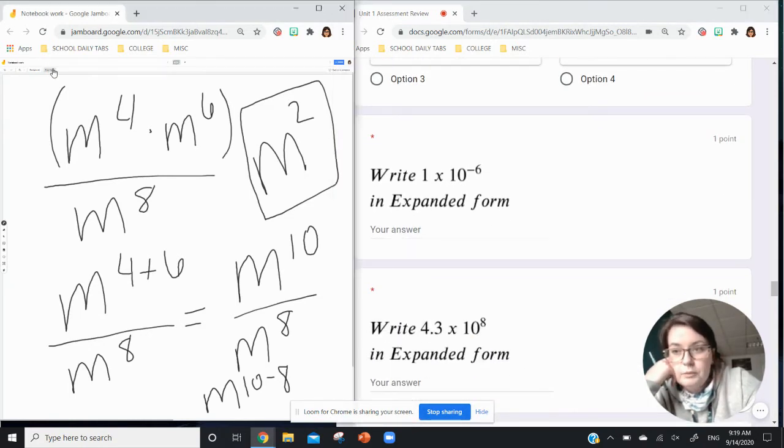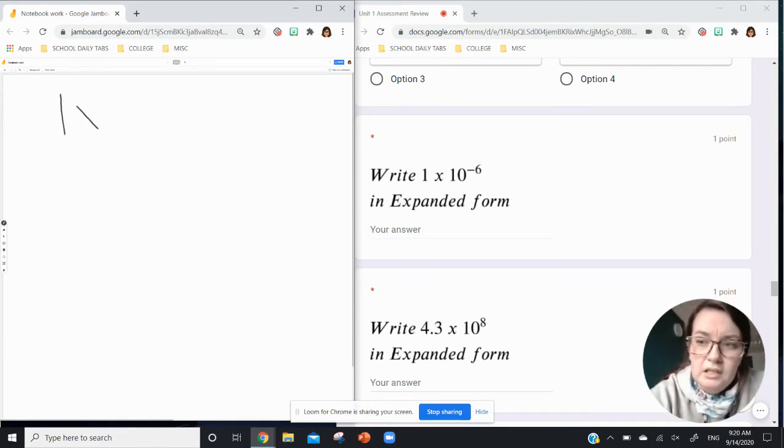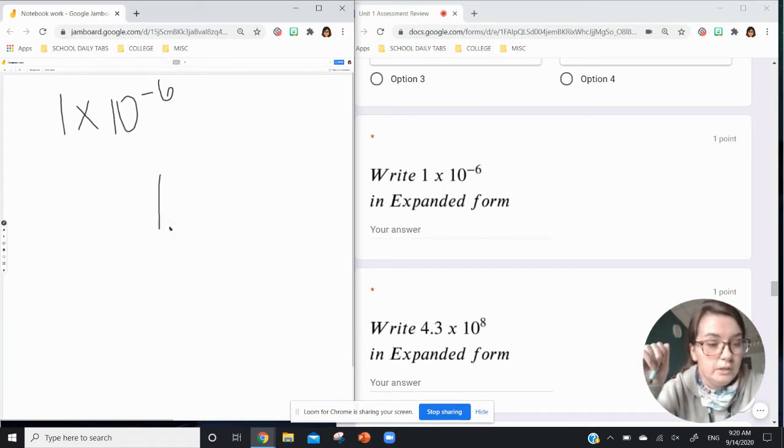Okay, next problem. It's dealing with some scientific notation. It wants me to write this in expanded form, or the standard form where I write it out to make it look like an actual number. So I have 1 times 10 to the negative 6. And I have to always draw this out. I am going to leave this up here where I rewrote it, and then I'm just going to put a 1 here. And my decimal would be right after the 1 since it's a whole number.